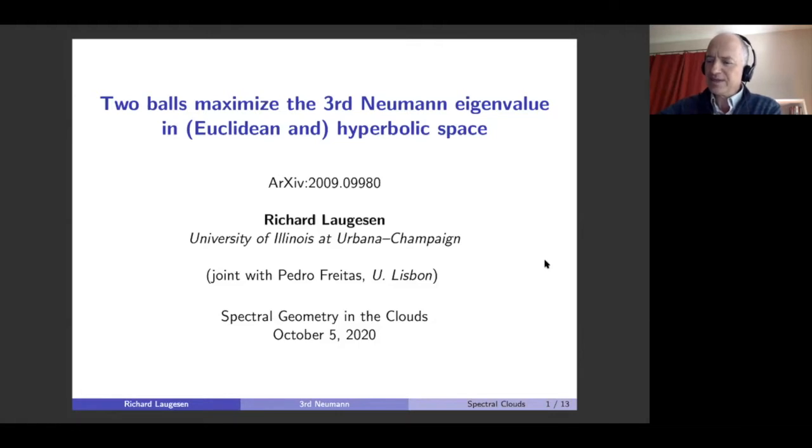So we're trying to maximize the third Neumann eigenvalue in Euclidean and hyperbolic space. So the Euclidean case is a theorem of Bucur and Henrot from last year. And then the hyperbolic case is what's new, but we're going to get to the hyperbolic case by giving a somewhat different approach to the Euclidean proof as well, which will then enable us to extend to the hyperbolic situation.